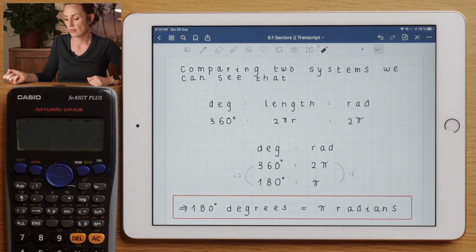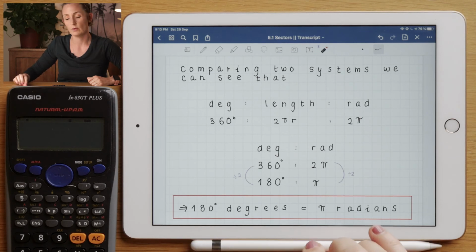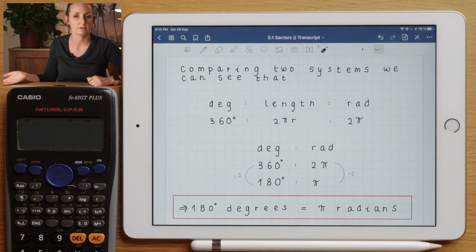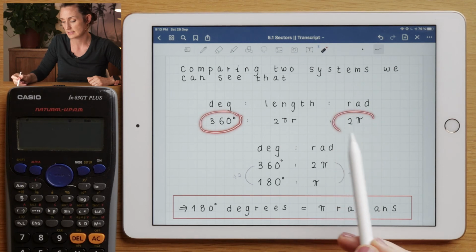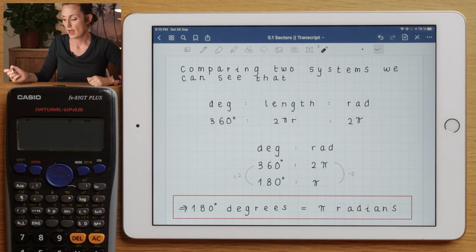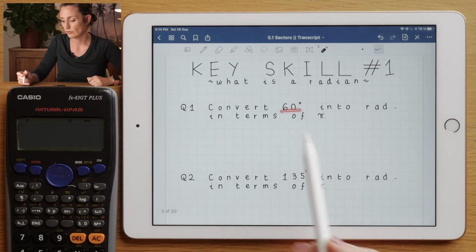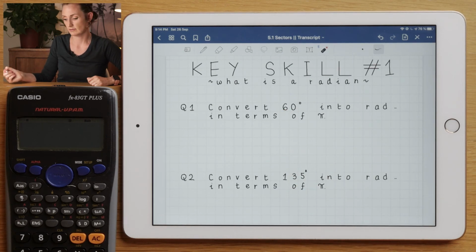That wraps up the first video. So what I'd like you to understand now is that radians is an alternate system for measuring angles, how to change it on your calculator, and why it's true that 360 degrees is the same as 2 pi radians. In the next video, we're going to be looking at converting between degrees and radians.